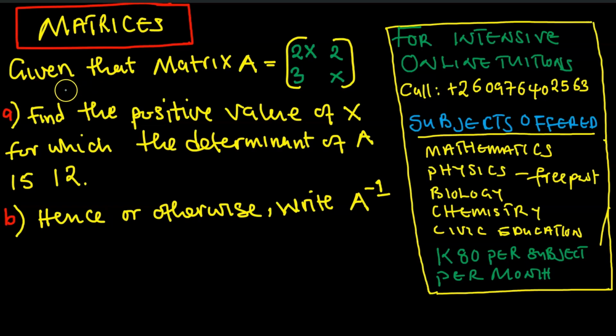The topic that we are going to look at today is matrices. Let us look at matrices, and the question is: given that the matrix A is equal to this one, the first question is, find the positive value of x for which the determinant of A is 12. So how do you find the value of x given the determinant?